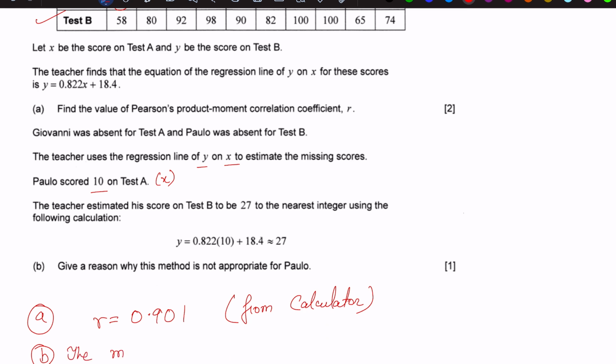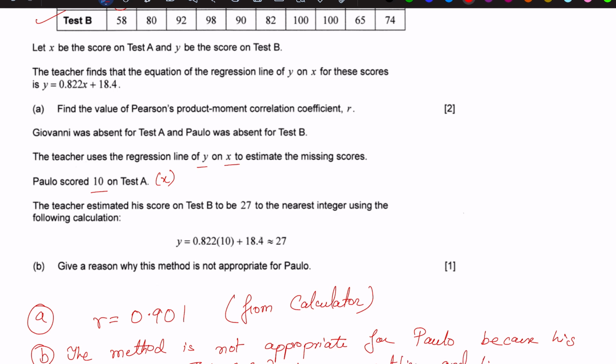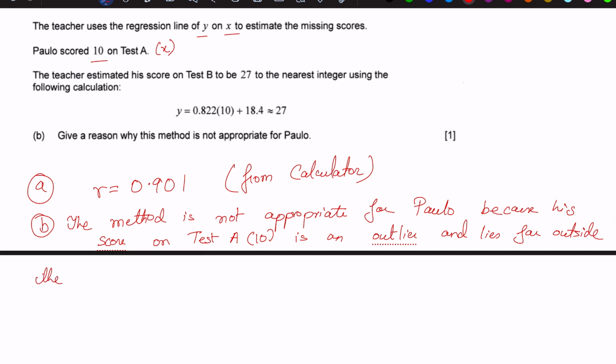We can frame the answer in this way. The method is not appropriate for Paulo because his score on test A, which is 10, is an outlier and lies far outside. Let me add a page here. The range of scores used to derive the regression equation.